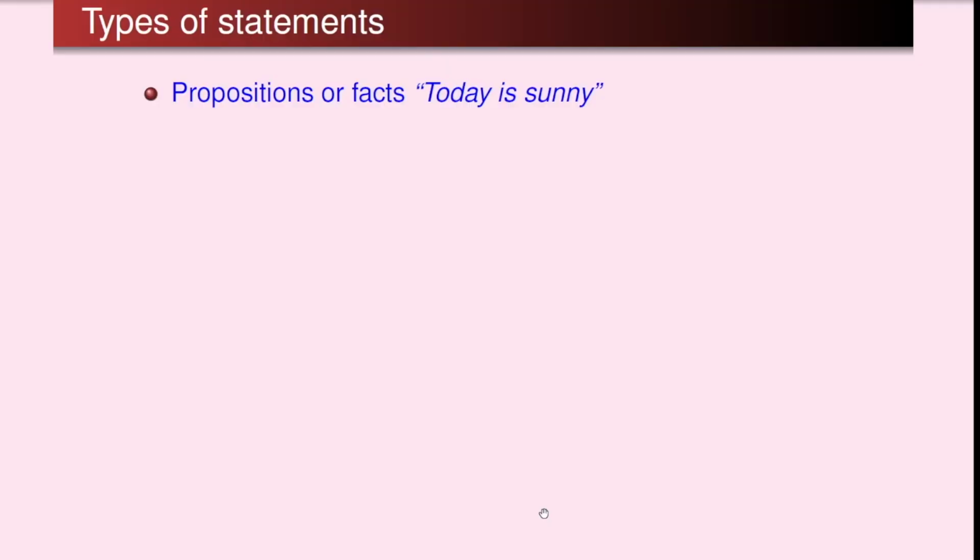And what is a proposition? It is a simple fact. An example is today is sunny or today is rainy, that is a fact. And suppose I say today is sunny or rainy, that also is a fact. Why? Because it can either be true or false. A proposition is something that can be evaluated to true or false.